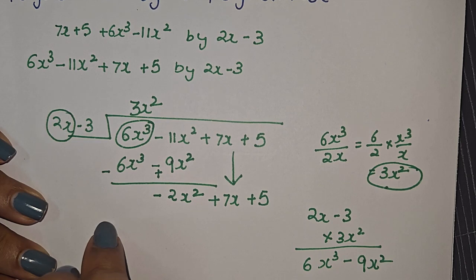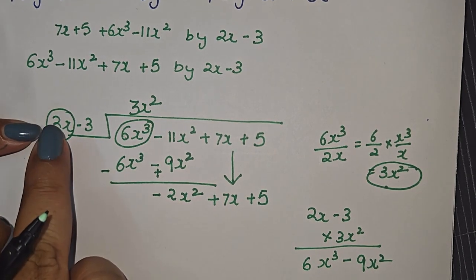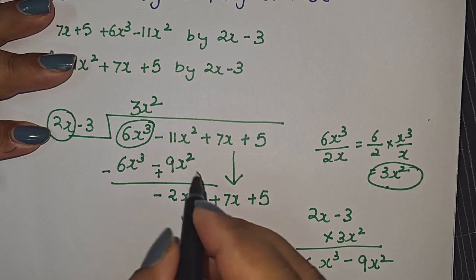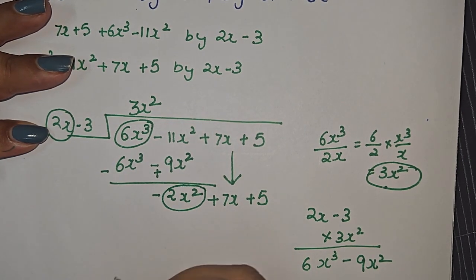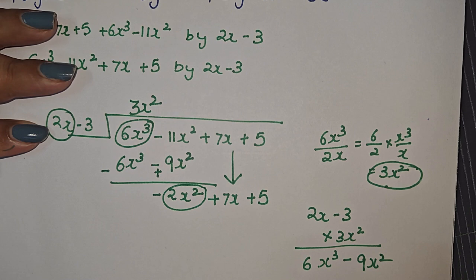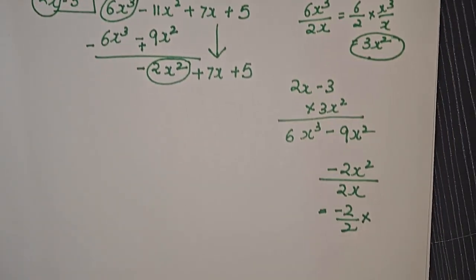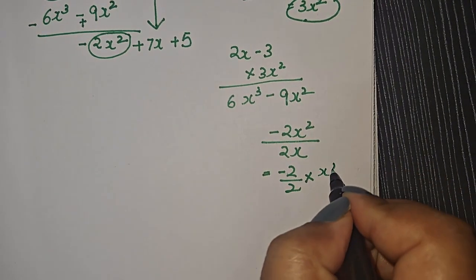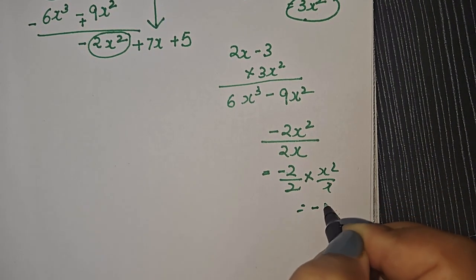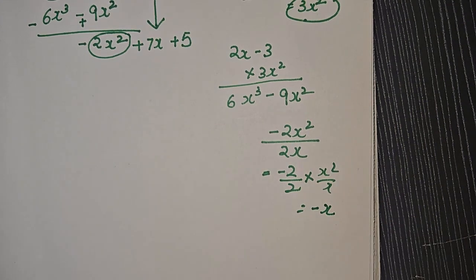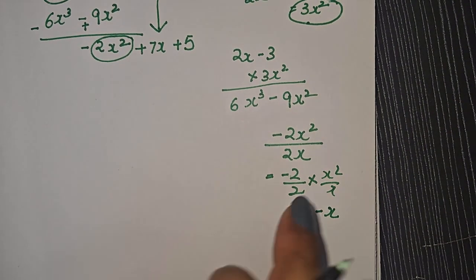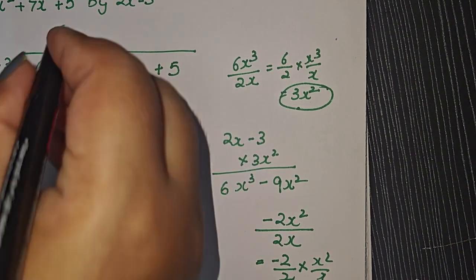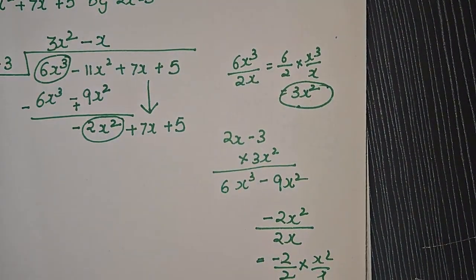Okay, what were the steps? We have to pick up the first term from this and the first term from here. So this one will be minus 2x square by 2x. It will be minus 2 by 2 into x square by x, which will be minus x. Okay, so the next term we have got is minus x.